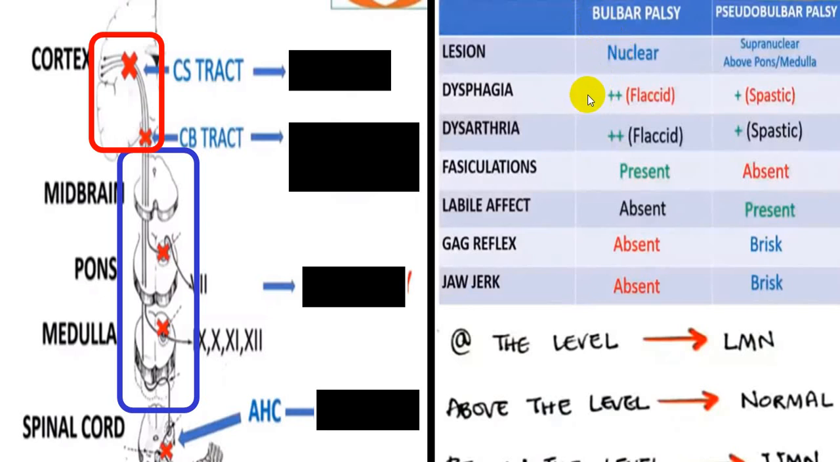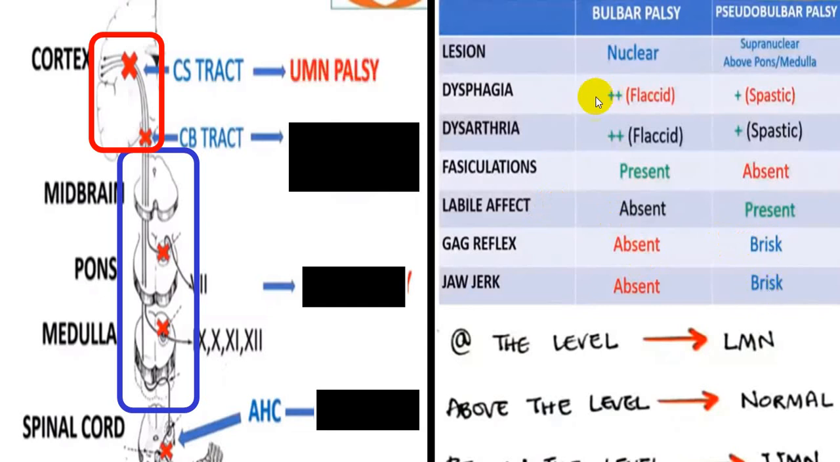You will come across flaccid dysphagia, dysarthria, fasciculation will be present, gag reflex will be absent, jaw jerk will be absent, etc. While in a pseudobulbar palsy, it is the upper motor neuron variety, so spasticity. So spastic dysphagia, spastic dysarthria, fasciculations are absent. Usually there is no wasting, while in bulbar palsy there will be wasting. Because there is also involvement of the frontal lobe, you can have labile affect, and because of upper motor neuron involvement, gag reflex will be brisk, jaw jerk will be brisk.